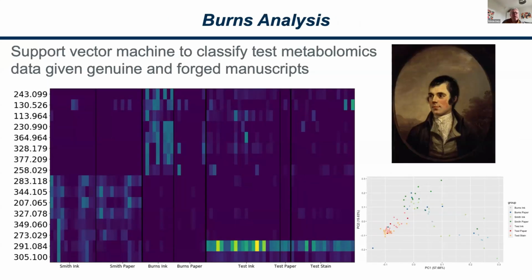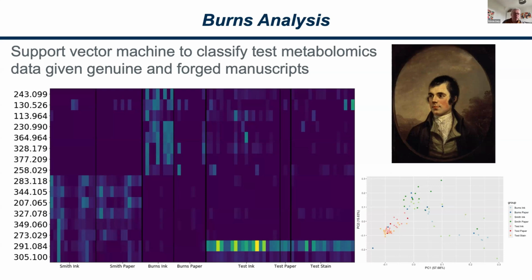Something a little bit of fun here. We were actually asked to do analysis of some Burns manuscripts. So Robert Burns obviously was a poet here in Scotland quite a while ago, and a very, very important poet. So important, actually, that there were quite a lot of forgeries of his documents. And obviously these documents are worth quite a lot of money, so the forgeries were in circulation to try and make some money.